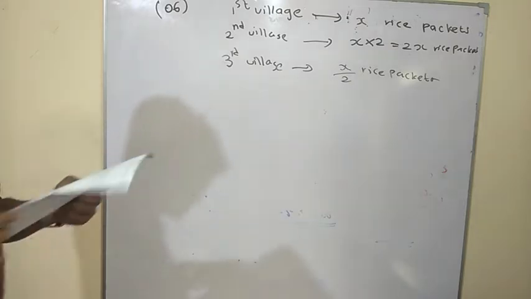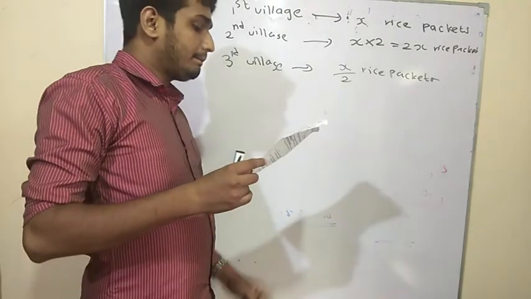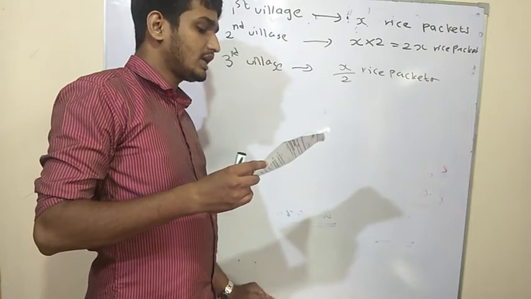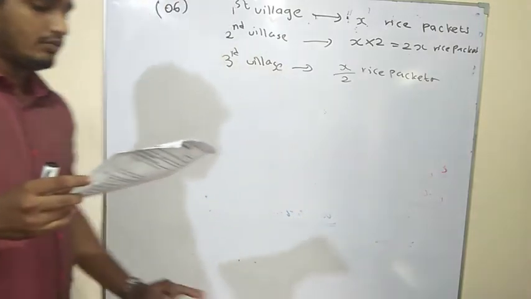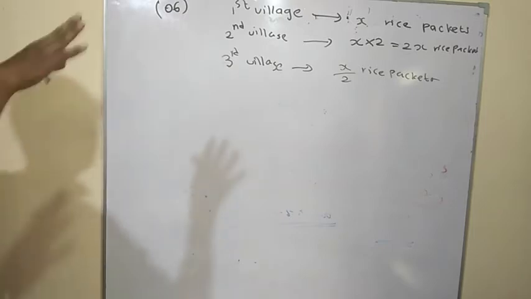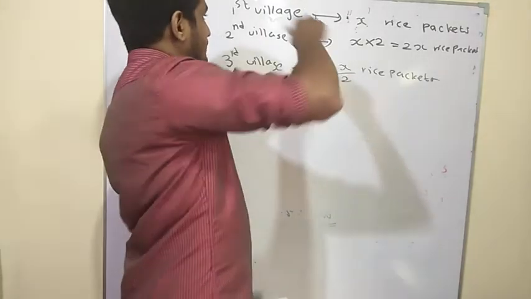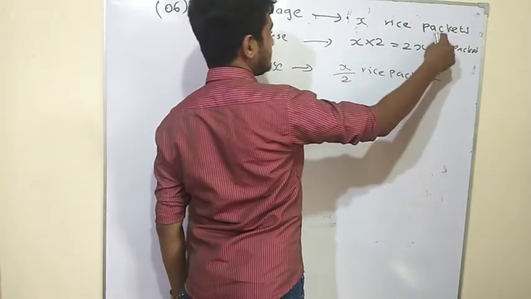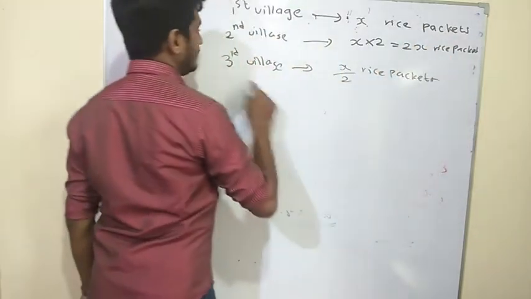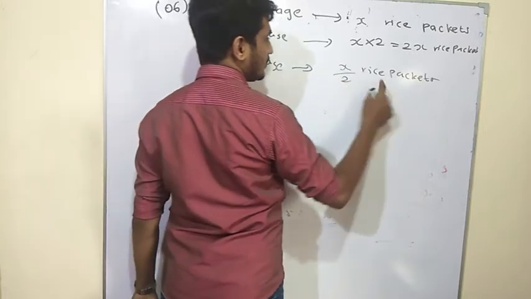Now they ask in the first part to build an algebraic expression to show the total number of rice packets given to the destitute camp. So the first village gives X amount of rice packets, the second village gives 2X, and the third village gives X over 2.